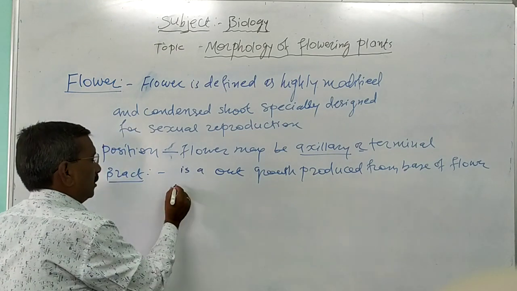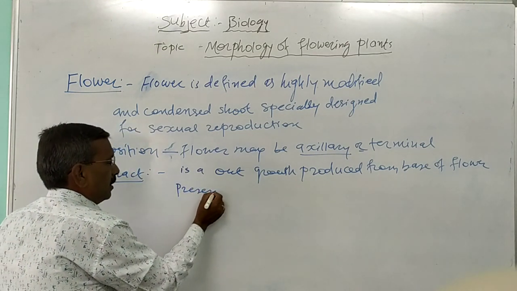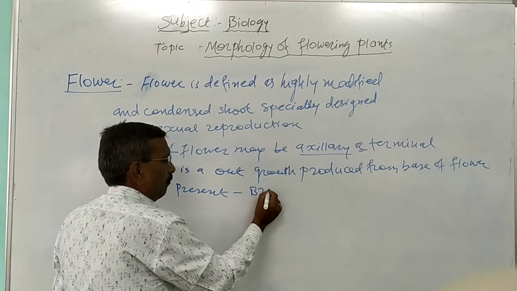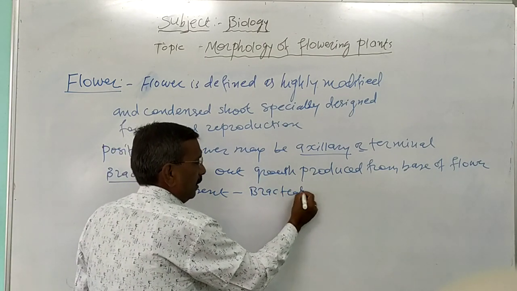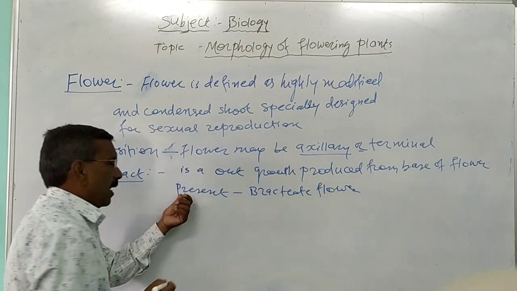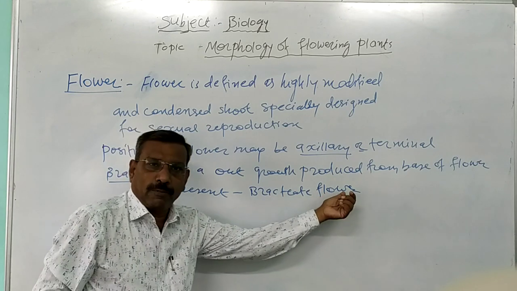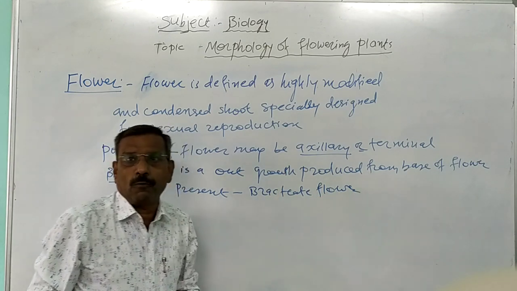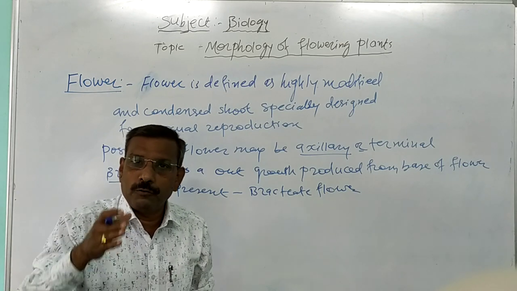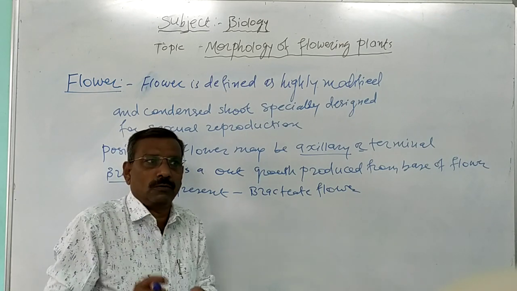Now, when a bract is present, the flower is known as a bracteate flower. When a bract is present in the flower, that flower is known as a bracteate flower. For example, the flower of the goldmohur plant, in which bracts are produced from the base of the flower.